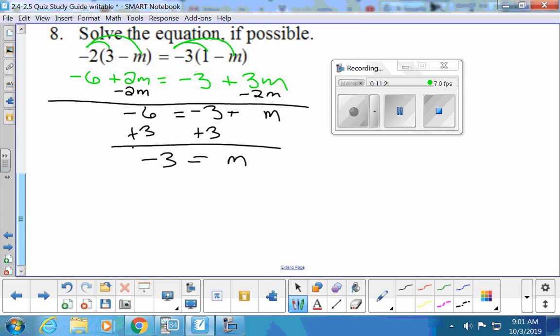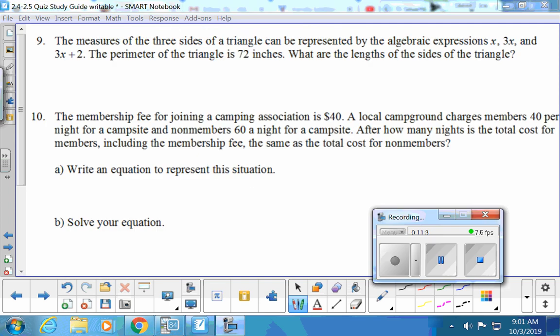Negative 3 is our answer. They do not give you enough workspace on number 9, FYI, so you just have to kind of jam it on right small, maybe use some of the margins.